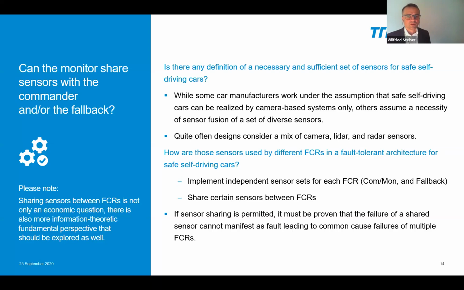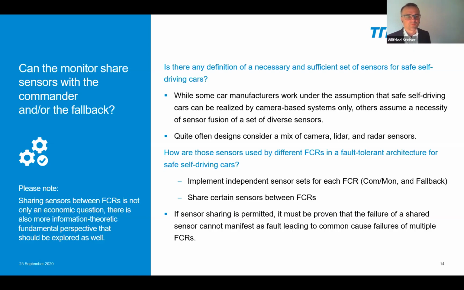But even if we agreed on a diverse set of sensors and a number of sensors, what's still a problem to be answered is how these sensors are distributed in terms of the fault containment regions. There are two extremes. The one extreme is that each individual fault containment region has its own set of sensors. And the other extreme is that all the sensors are fed into all the FCRs. And then there are, of course, hopefully some sweet spots in between those two extremes.